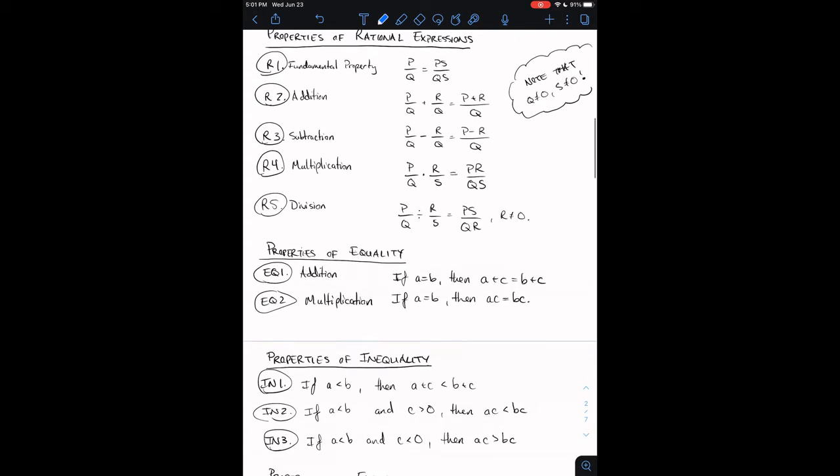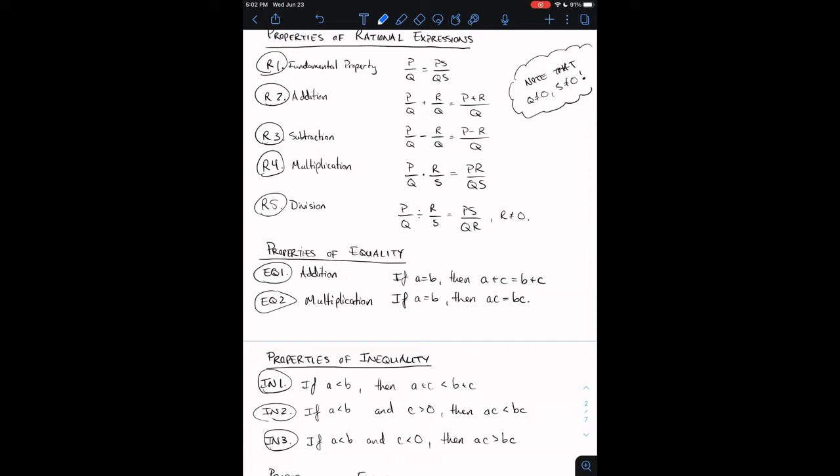Multiplication is done just by multiplying across the top and multiplying across the bottom. So we have P over Q times R over S is equal to PR over QS. That's P times R on the top and Q times S on the bottom. And finally, division is just done similar to multiplication. What we do is we just flip over the second thing and then multiply. So if you notice, I have P over Q divided by R over S. I just flip R over S, and I have P times S over Q times R. Note here that R is not equal to 0 because it doesn't make sense to divide by 0.